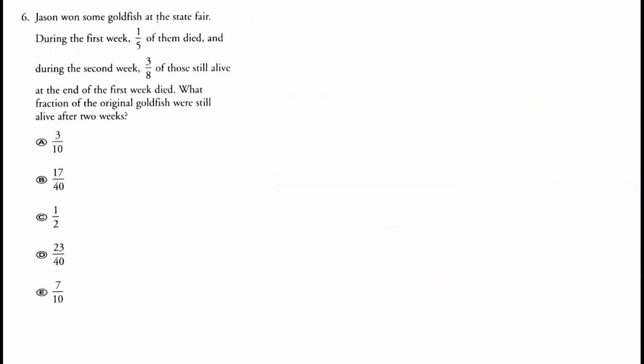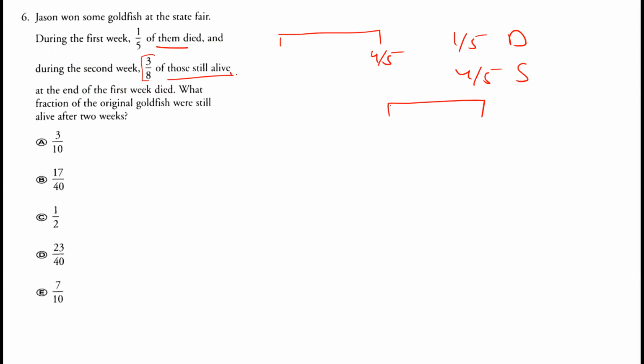Now, Jason won some goldfish at the state fair. During the first week, 1/5 of them died. So if 1/5 died, 4/5 would have survived. So at the end of 1 week, we were left with 4/5 of the fish. And during the second week, 3/8 of those still alive at the end of the first week died. So again, the fraction that survived was 5 by 8.